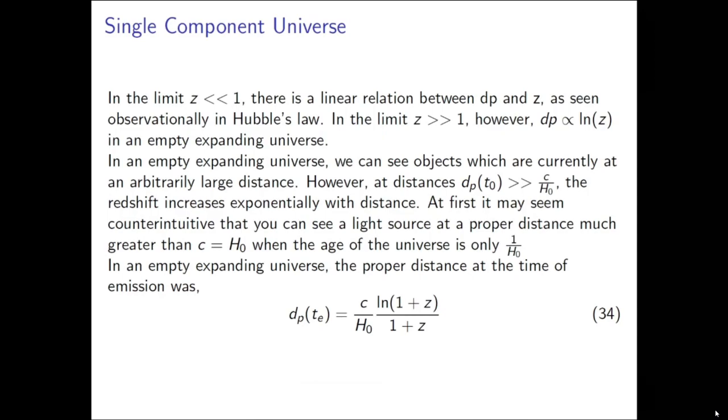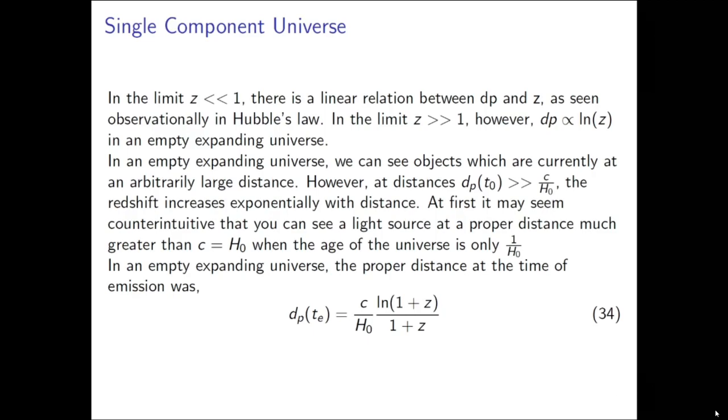One note here is that if z, the redshift, is a very small value compared to 1, we can see that there is a linear relation between the proper distance and the redshift, as seen in the observation in Hubble's law. But as z keeps increasing, the proper distance is directly proportional to the logarithm of z, so the redshift is exponentially related to the proper distance.